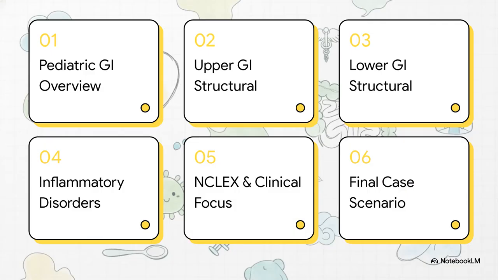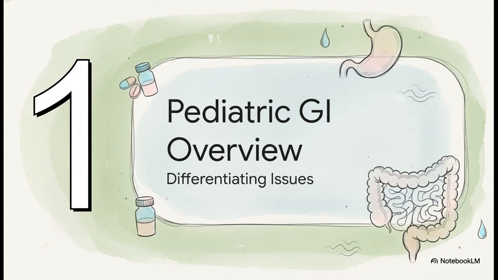So here's our game plan. We'll kick things off with a quick overview to get our bearings. Then we'll work our way down the GI tract, covering the upper and then the lower structural problems. After that, we'll jump into the big inflammatory conditions. And to wrap it all up, we'll put your knowledge to the test with some NCLEX-style questions and a real-world case scenario.